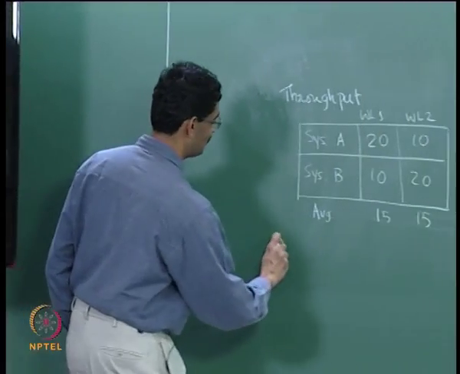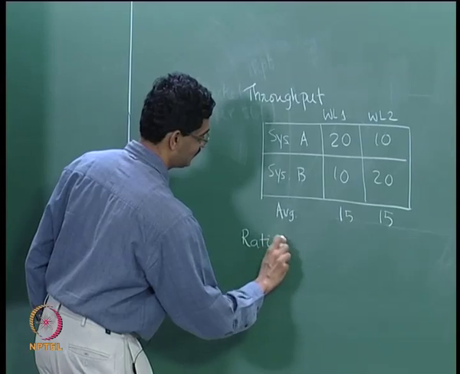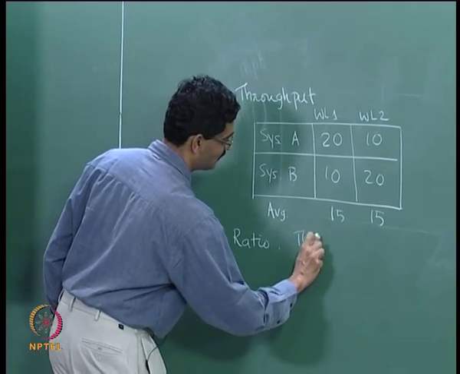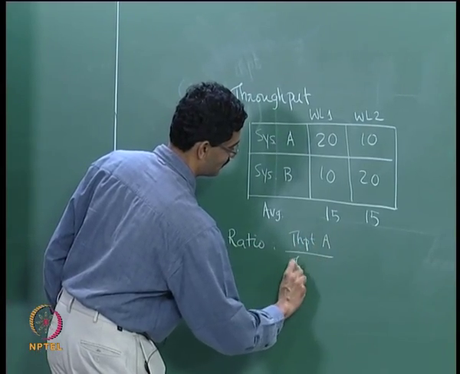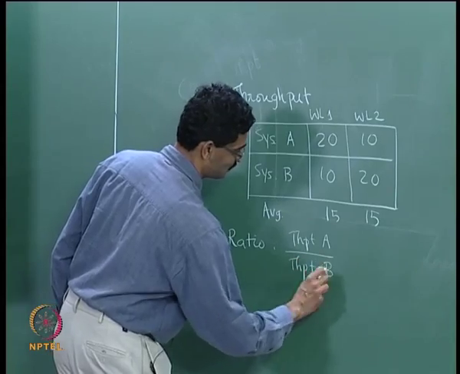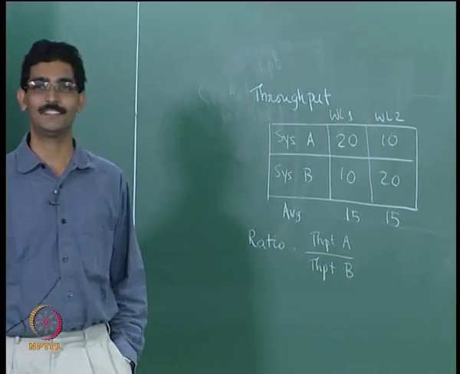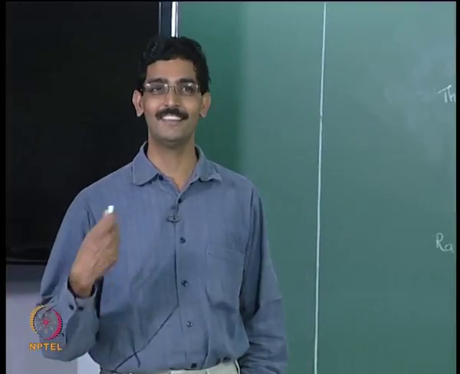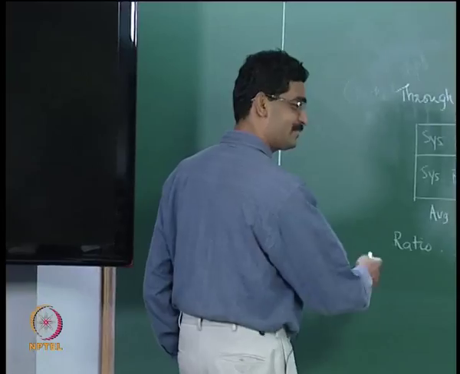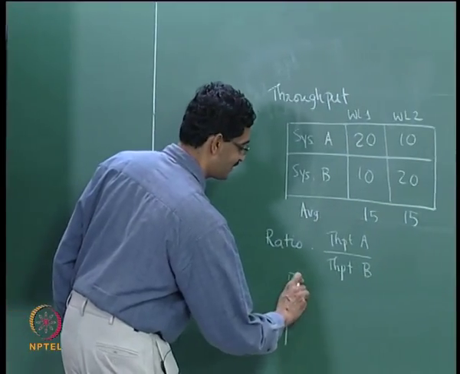So this ratio is defined as throughput A by throughput B. I can do that. Now this course is actually supposed to teach you good principles and practices in performance evaluation, but this does not fall in that category.